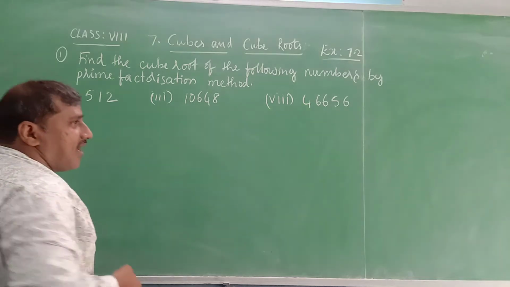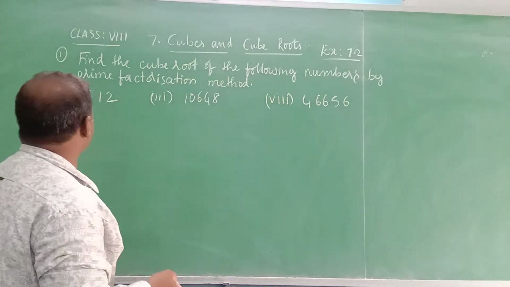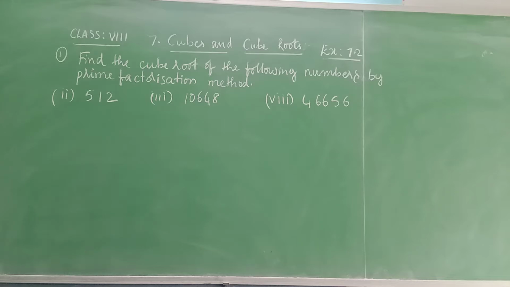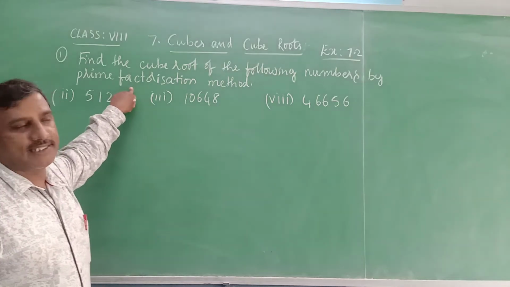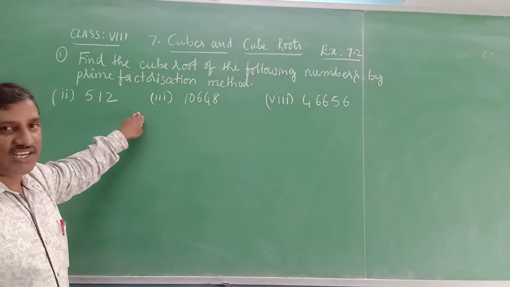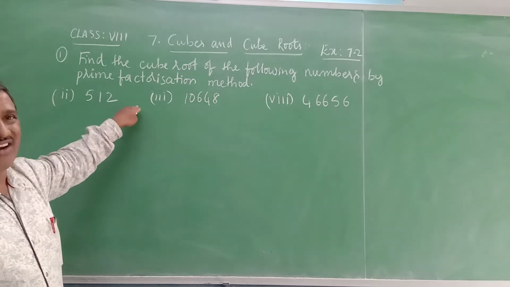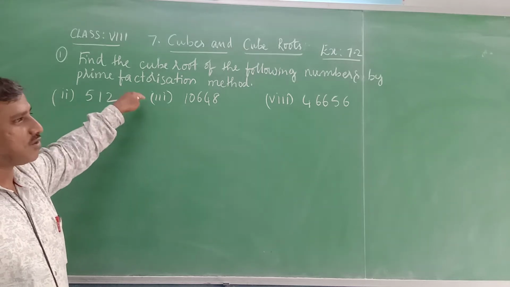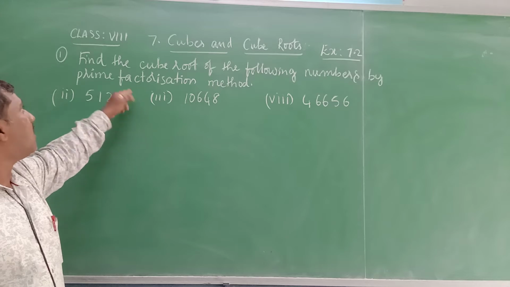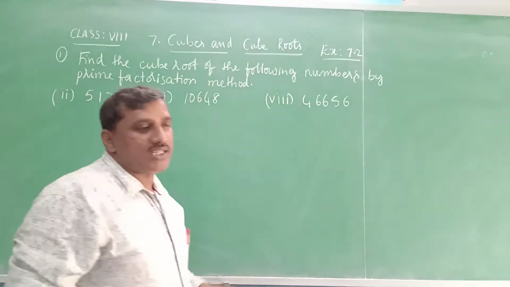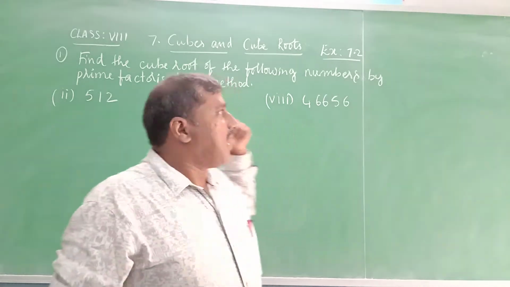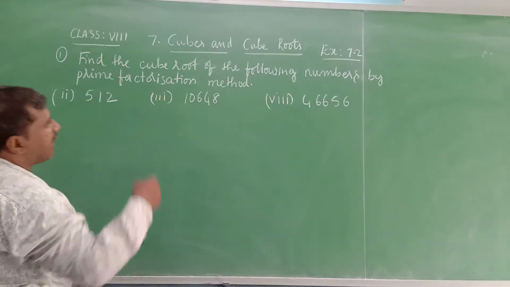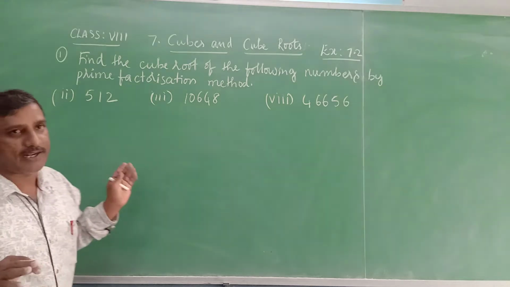Now we will discuss exercise number 7.2. See the first question: find the cube root of the following numbers by prime factorization method. As I told, we discuss in the form of examples. In exercise 7.2, in the first bit itself we have 10 questions. From those 10 I have chosen these 3 questions.